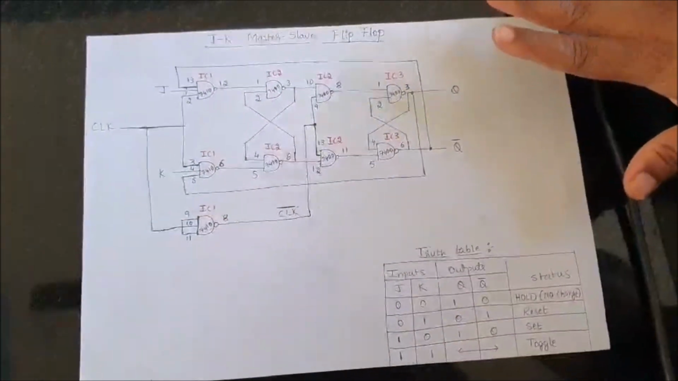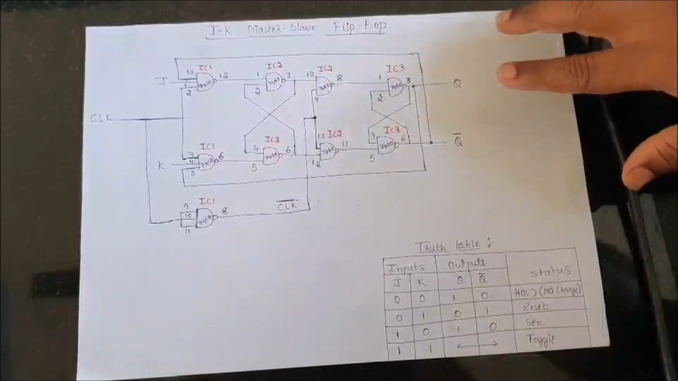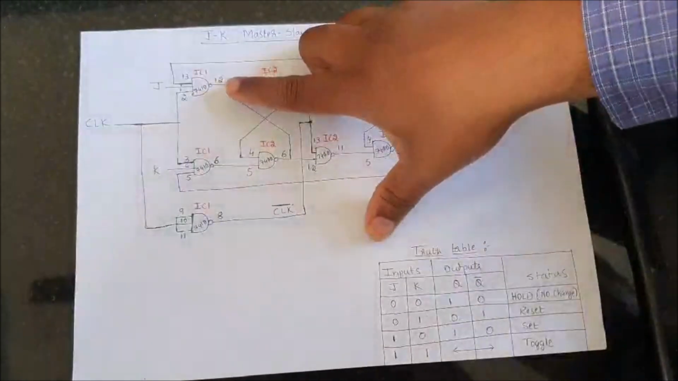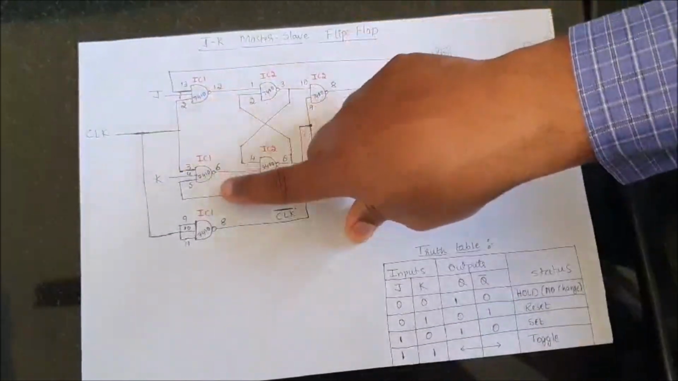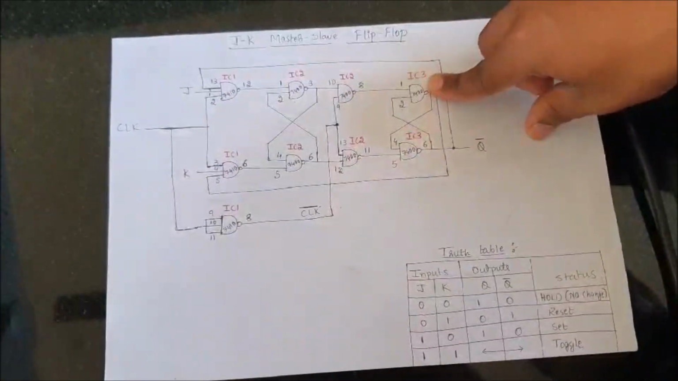Coming to NAND gates, there are two types of NAND gates. One is 3-input NAND gates, another one is 2-input NAND gates. So here we have three 3-input NAND gates and another 6 2-input NAND gates.